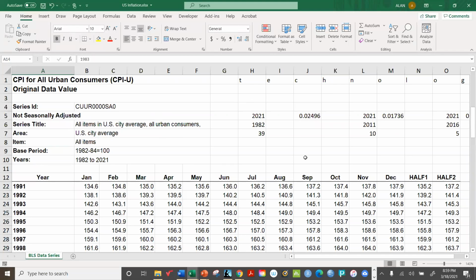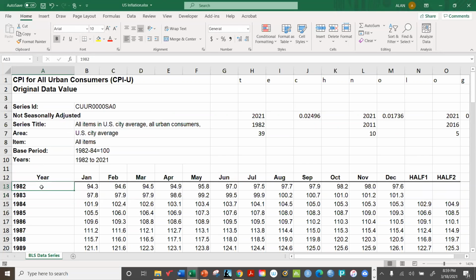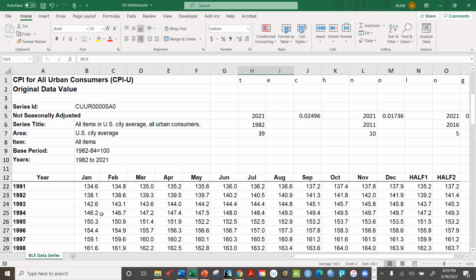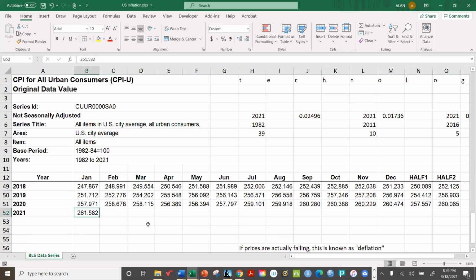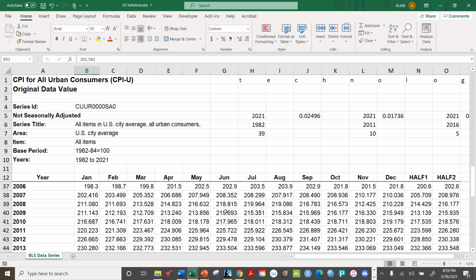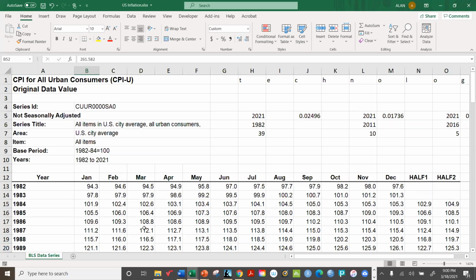What these numbers represent is the CPI going all the way back to 1982. The reason that's relevant is that they've picked this period in here as what they refer to as the base year, a period during which the CPI would be set equal to 100, so that the number we have now, which is currently, as recently as January, 261.582. So what that means is that the cost of living is about 2.6 times what it was in the early 80s. So that's what that number actually means.